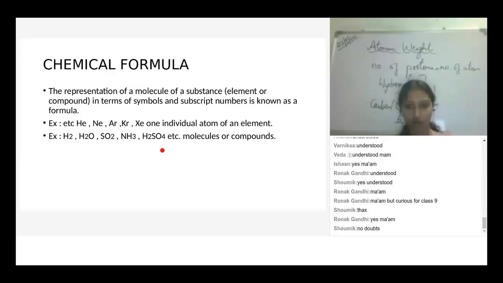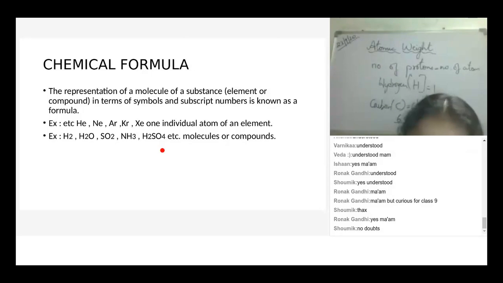Okay, so when we go with the chemical formula, what will we say about it? It is the representation of a molecule of a substance. The substance may be an element or a compound. The representation of molecules of a substance, that is an element or compound, in terms of symbols and subscript numbers is known as its formula.